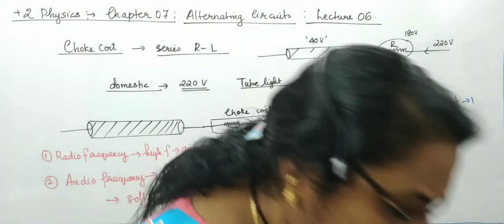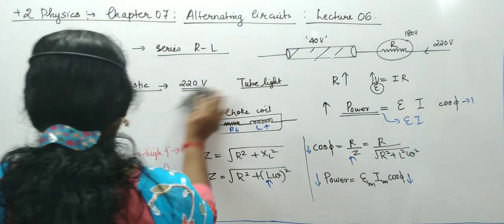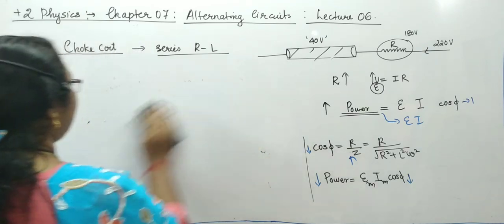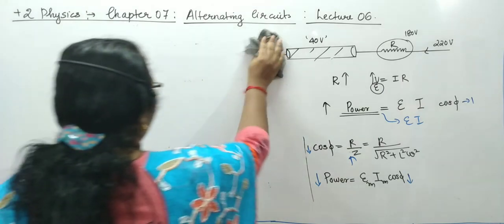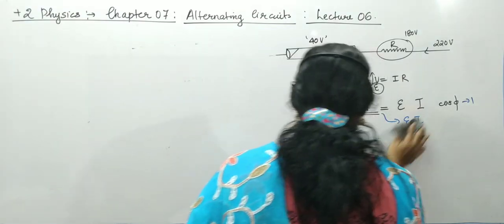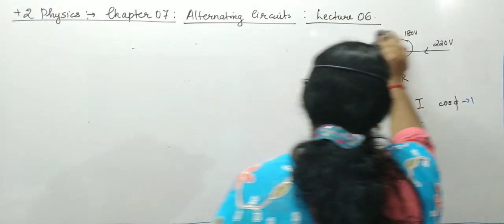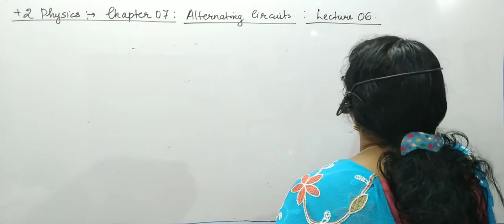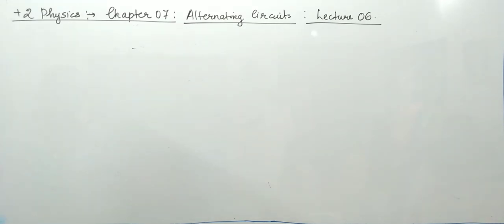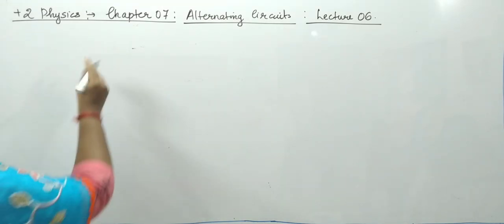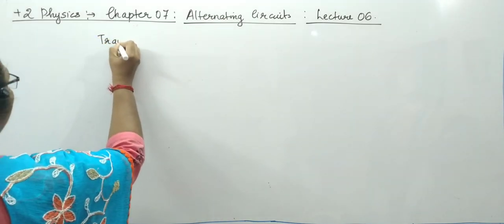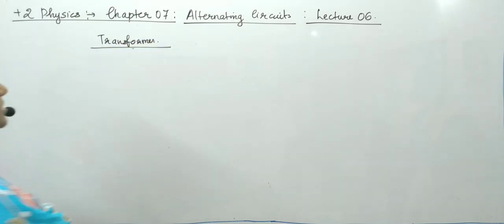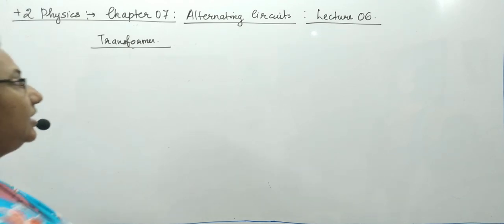So this is all about the choke coil. It is a very small device related to our RL circuit, that is, our alternating current circuit. Hoping you understood this. And now we are going to one more device. The second device is called the transformer, which you have usually heard of. The second device we have to discuss now is the transformer, the last topic of the chapter. So what is a transformer?